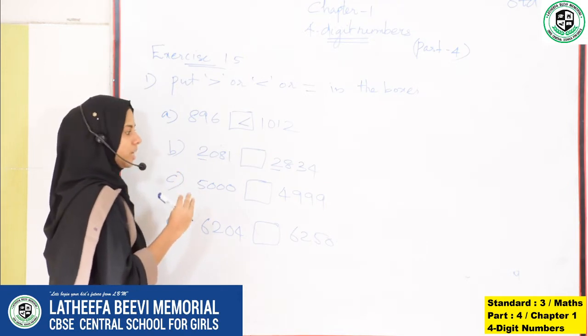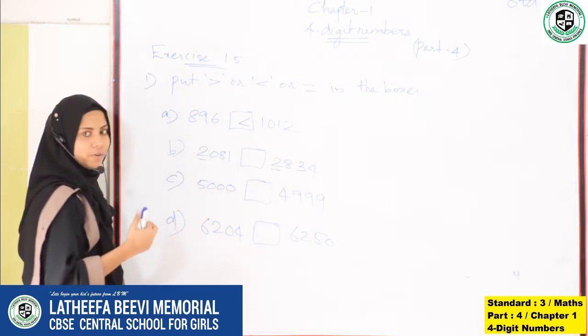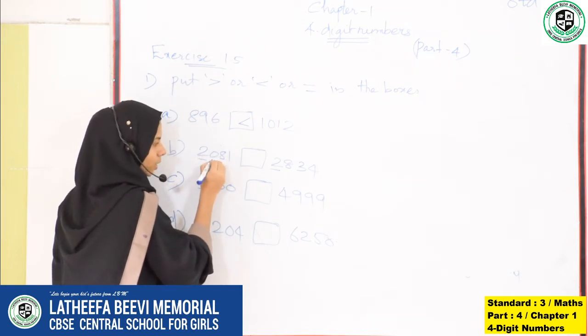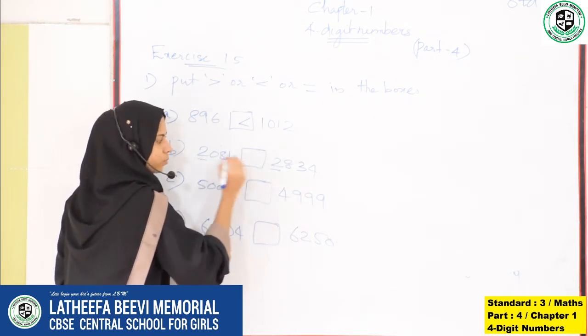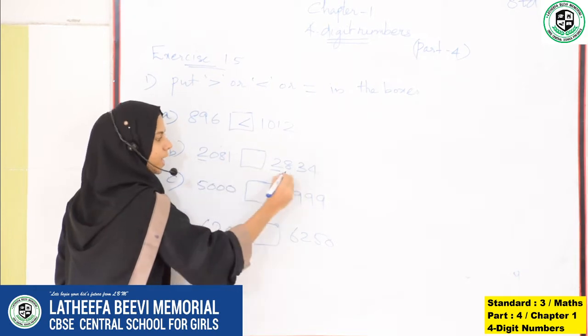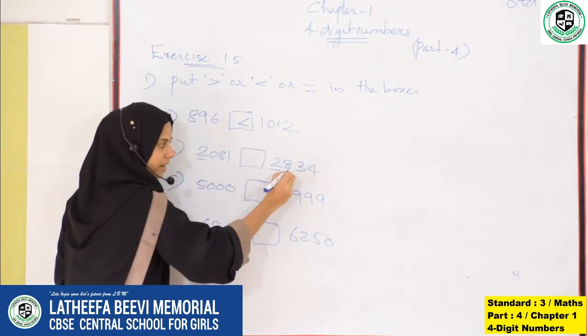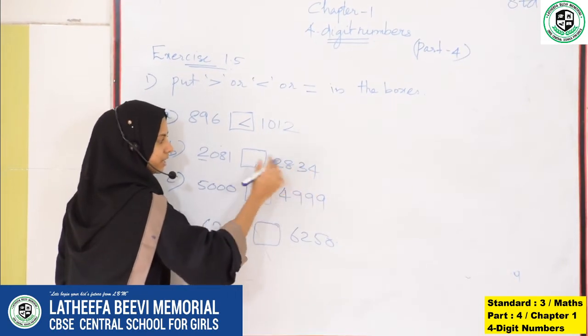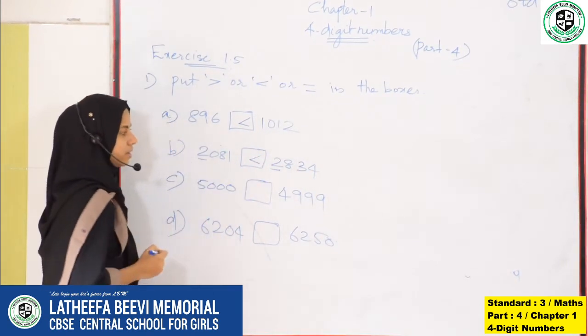Then we want to check whether the next digit is different or the same. So we are moving to the next digit. Here it is 0 and here it is 8. Which one is greater among 0 and 8? 8 is greater among 0 and 8. So which number is greater here? This number is greater. Okay.